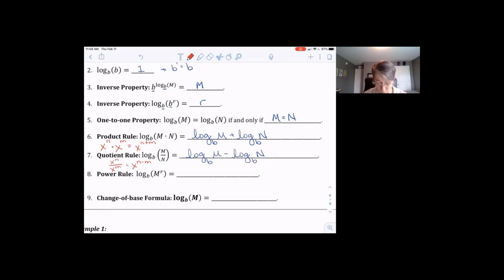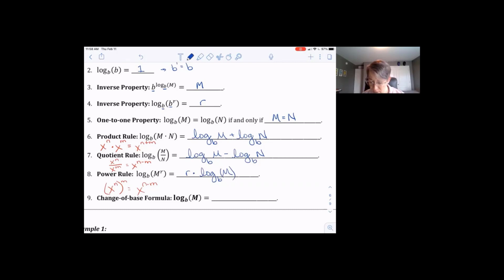Also with power rules, with exponents, if we had x to the n taken to the power of m, in other words, an exponent to an exponent, we multiply those exponents. x to the n times m. Logarithms follow the same format. If you have log base b of an argument m to the r, we can take that exponent and move it to the front and multiply that r times that logarithm that's representing an exponent of an argument m.